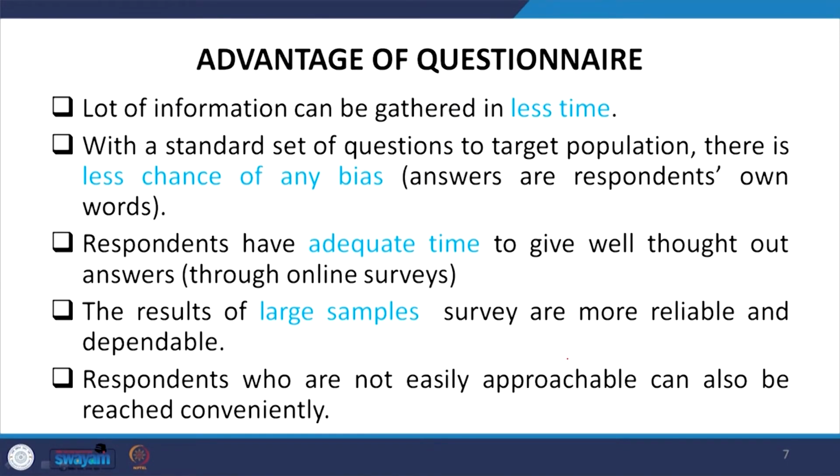Another advantage is that with a standard set of questions to the target population, there is less chance of any bias. Bias means generally respondents having their own words, and some questions are attached to some form of biasness, we will also discuss, and which may not fetch the correct information from the respondent.